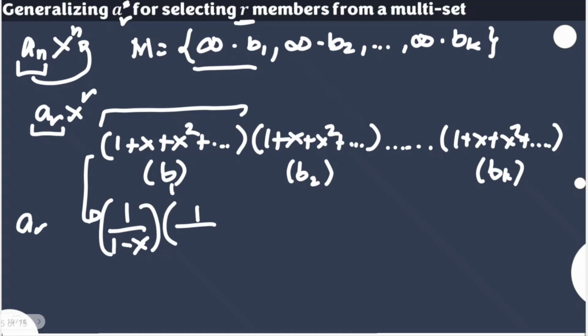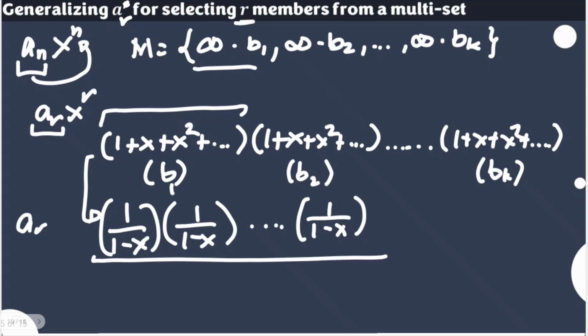So you have 1 over 1 minus x, and all of the entries here would be the same until you get here to 1 over 1 minus x for your b sub k as well. In short, how many 1 over 1 minus x are multiplied? Take note, there are b sub k, so there are k distinct elements in the multi-set, having infinitely many multiples or duplicates. So this time, we can rewrite this into one form: 1 over 1 minus x raised to the power of k.